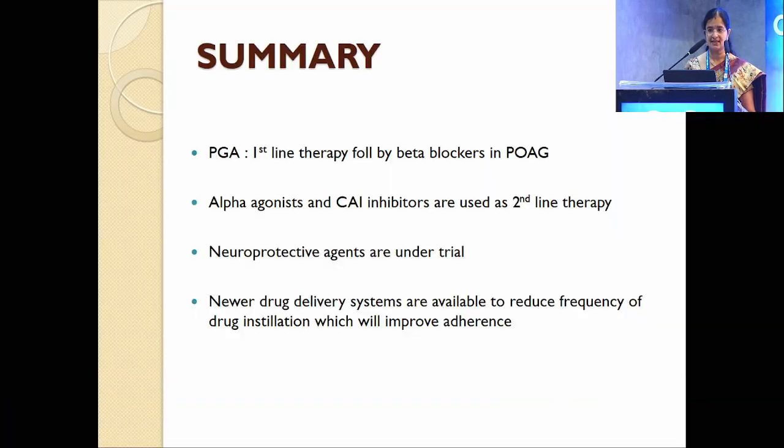About the newer drugs, Dr. Shailaja will be speaking. I just want to summarize by telling that prostaglandin analogs are the first line of therapy, followed by beta blockers in POAG. Alpha agonists and CAI inhibitors are the second line of therapy. Neuroprotective agents are still under trial, and there are newer drug delivery systems to enhance the adherence and ease of instilling the medication. Thank you very much.